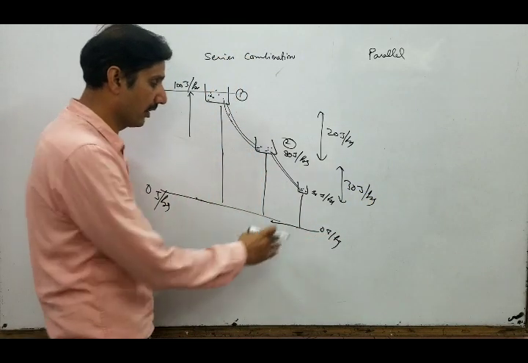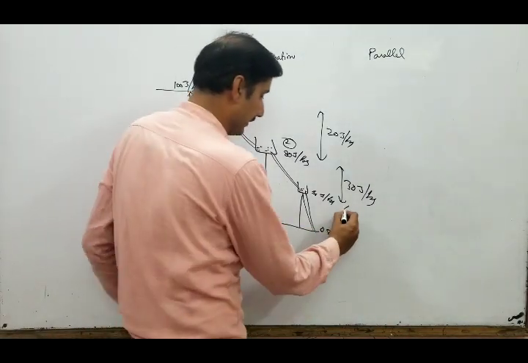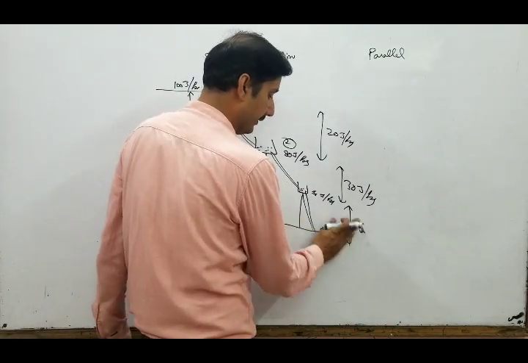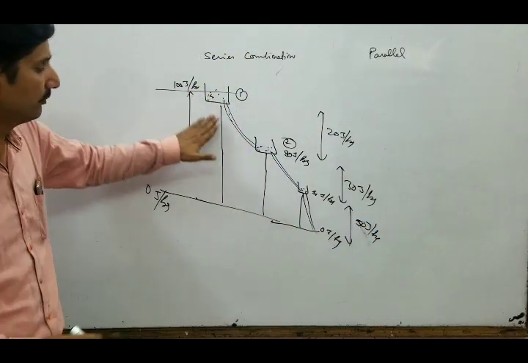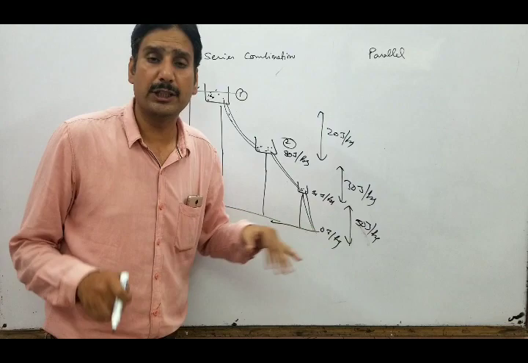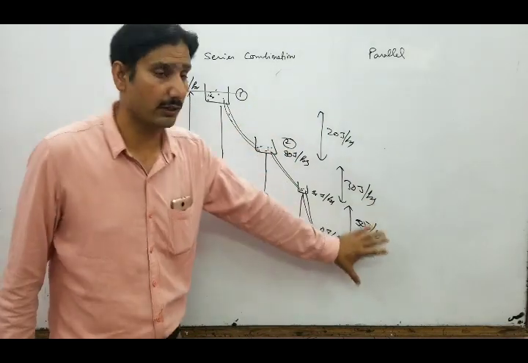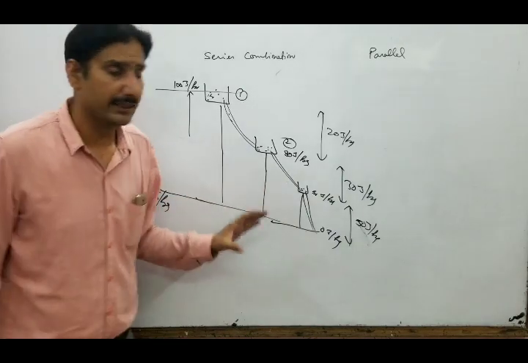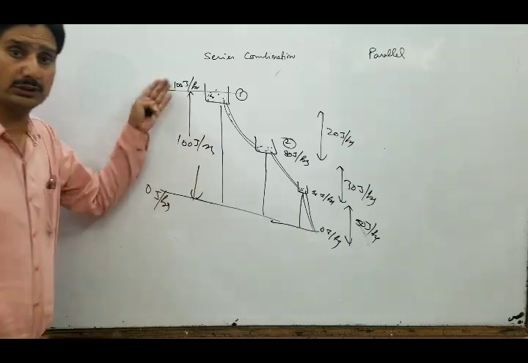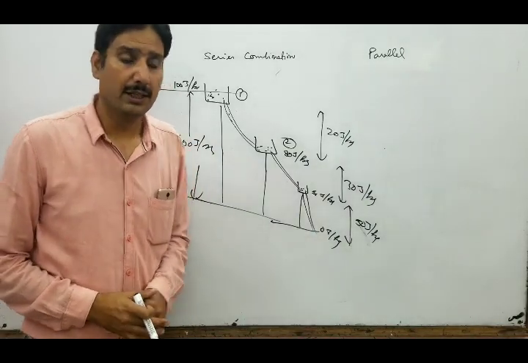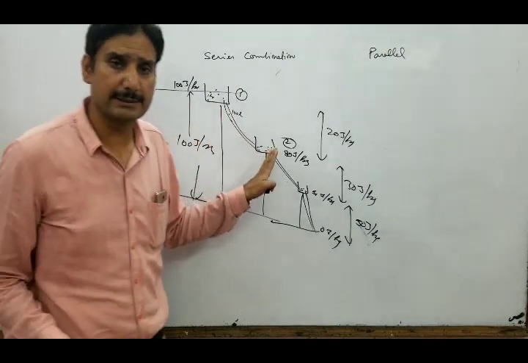And what is the potential drop as water comes down to ground level? There is a potential drop of 50 joules per kilogram. So as you move along the water flow, the potential will go on decreasing. But the sum of potential drops across individual pipes is equal to what? The total potential drop.